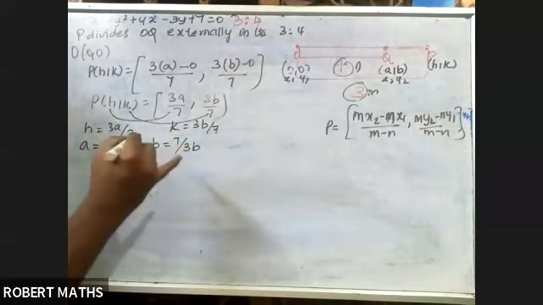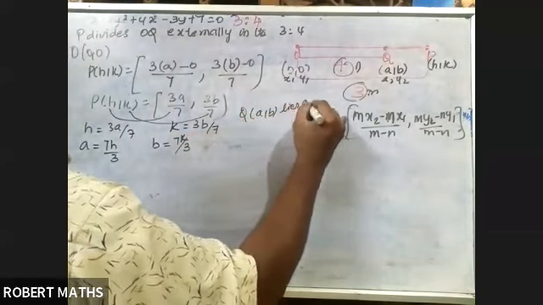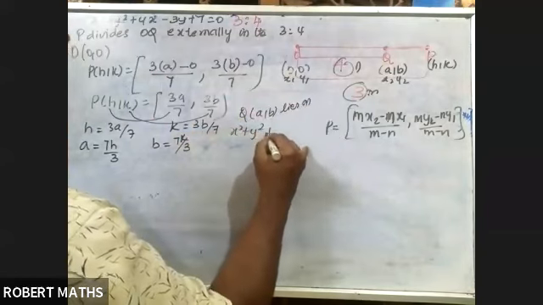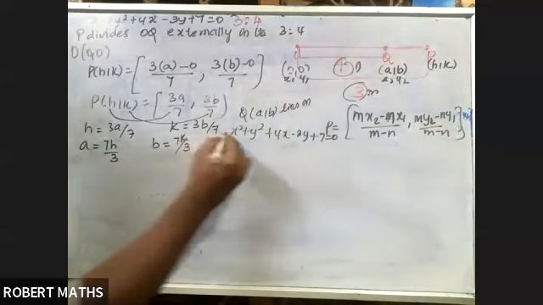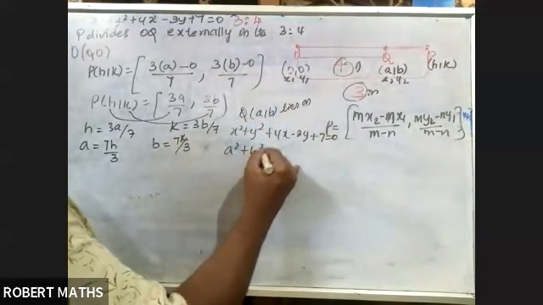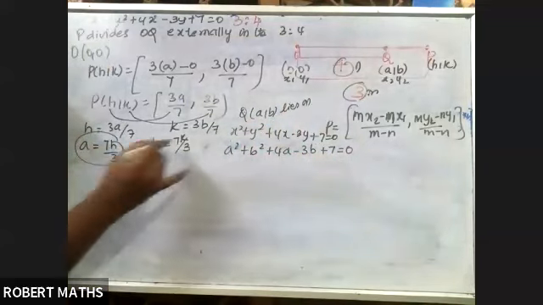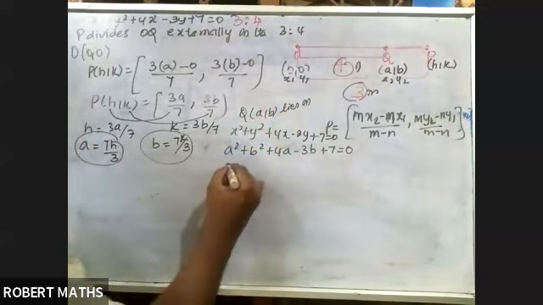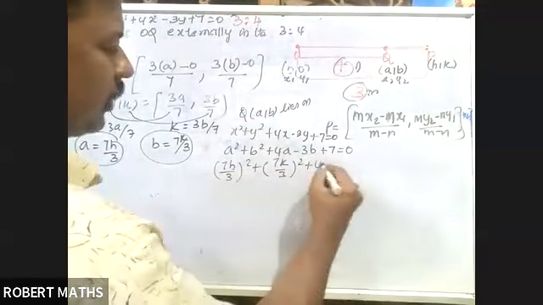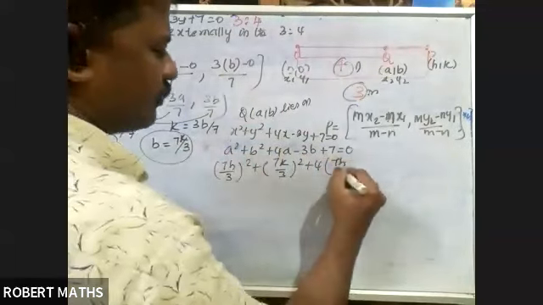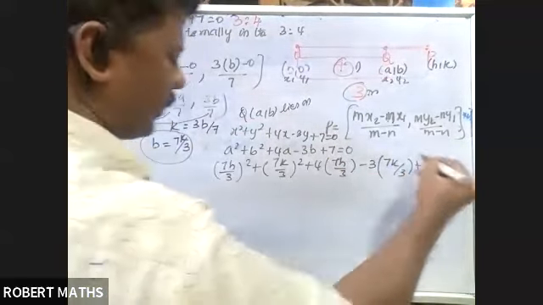So now it is given that this point Q of a comma b lies on this equation x square plus y square plus 4x minus 3y plus 7 equal to 0. Now you know x is a, so a square, y is b, so b square, 4a minus 3b plus 7 equal to 0. Now you know the value of a and the value of b. What is your a value? 7h by 3 the whole square plus 7k by 3 the whole square plus 4 into a, that is 7h by 3, minus 3 into b, 7k by 3, plus 7. Now you simplify and get the answer.